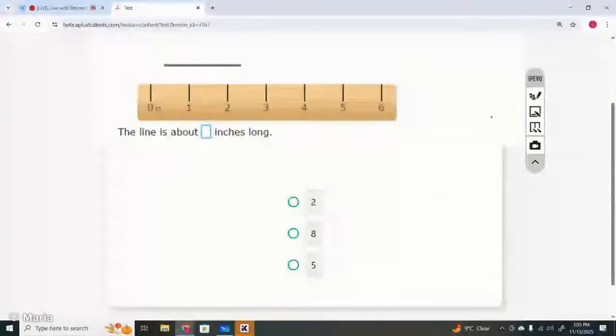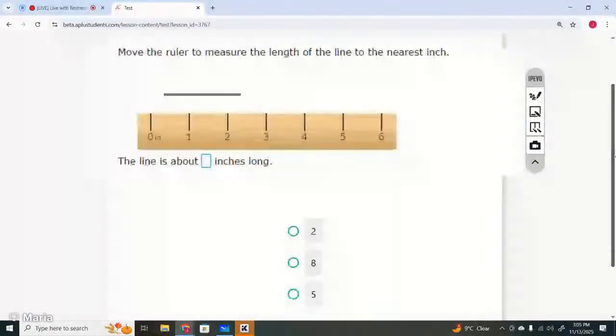Move the ruler to measure the length of the line to the nearest inch. The line is about how many inches long? So the left end of the line is lined up with 0. The right end will end up at 2 inches. The correct option is 2.